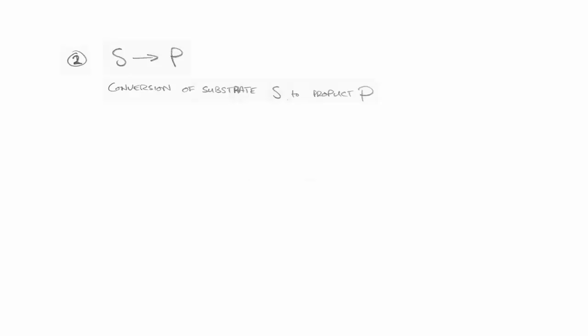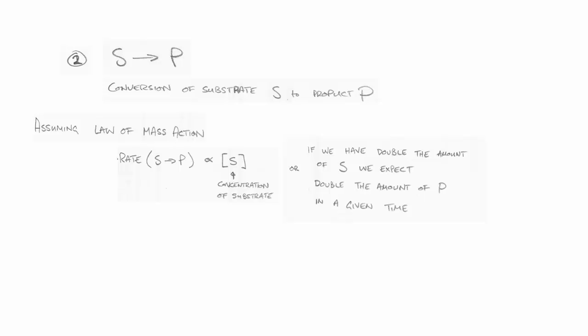Process 2 is an actual reaction, so substrate X is being converted into product P. From the law of mass action, we might expect that the rate of this reaction is proportional to the amount of substrate we have present. So if we double the amount of substrate, we expect to generate double the amount of product in any given time, so double the rate at which P is formed. And if we transform that relationship of proportionality into an equation, this is what we get, where we have a constant of proportionality K.